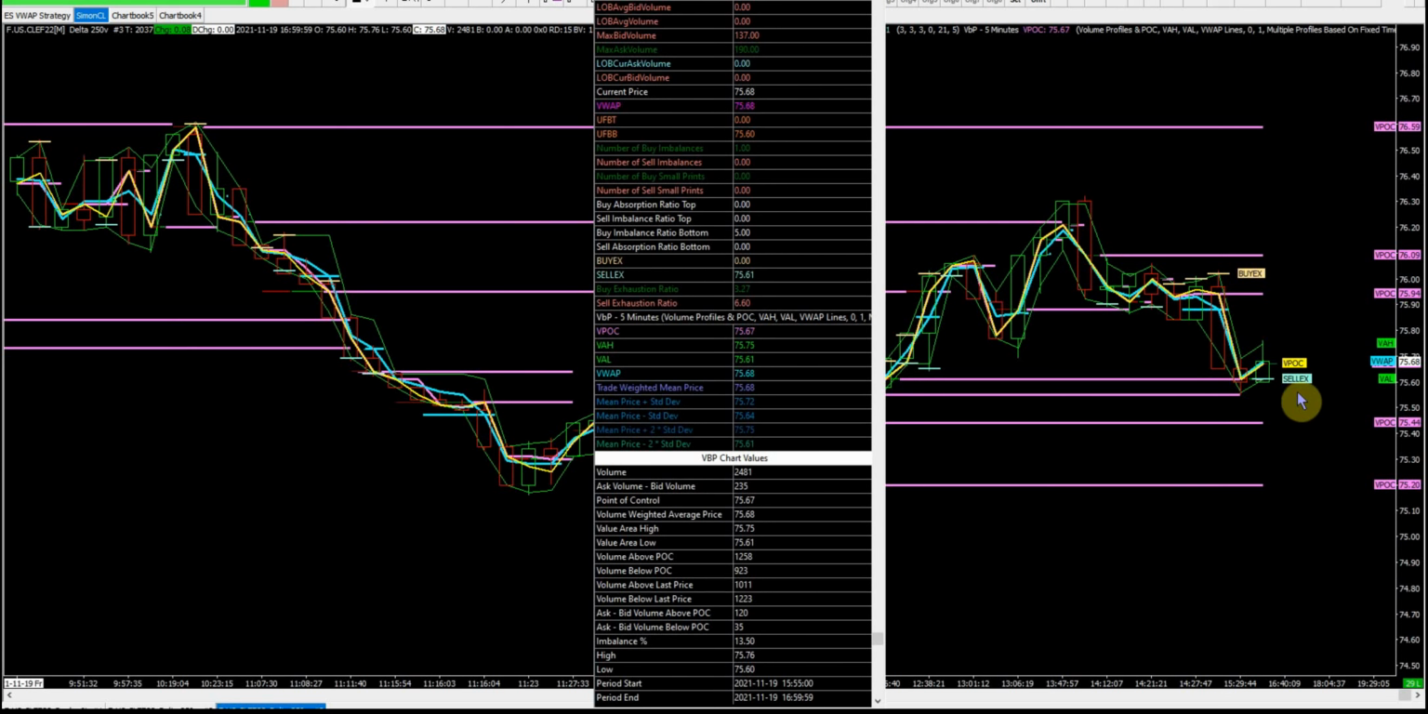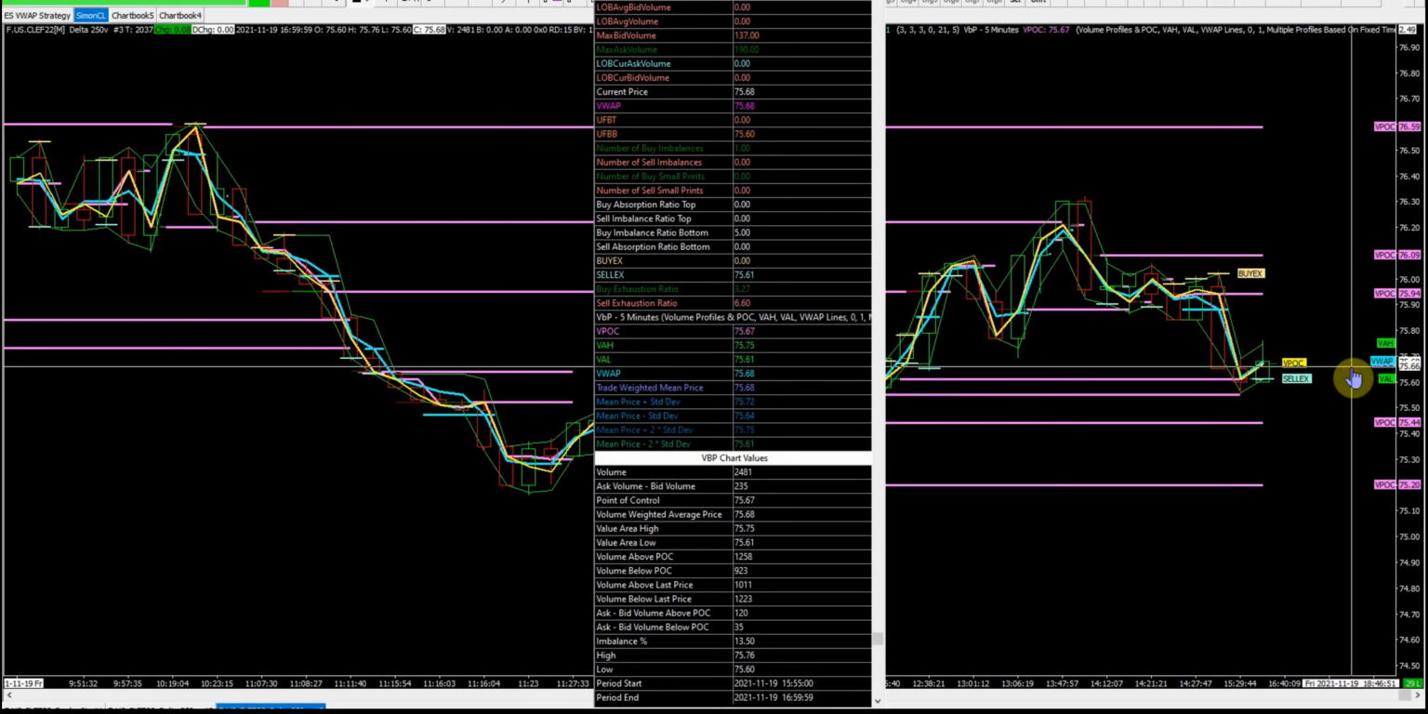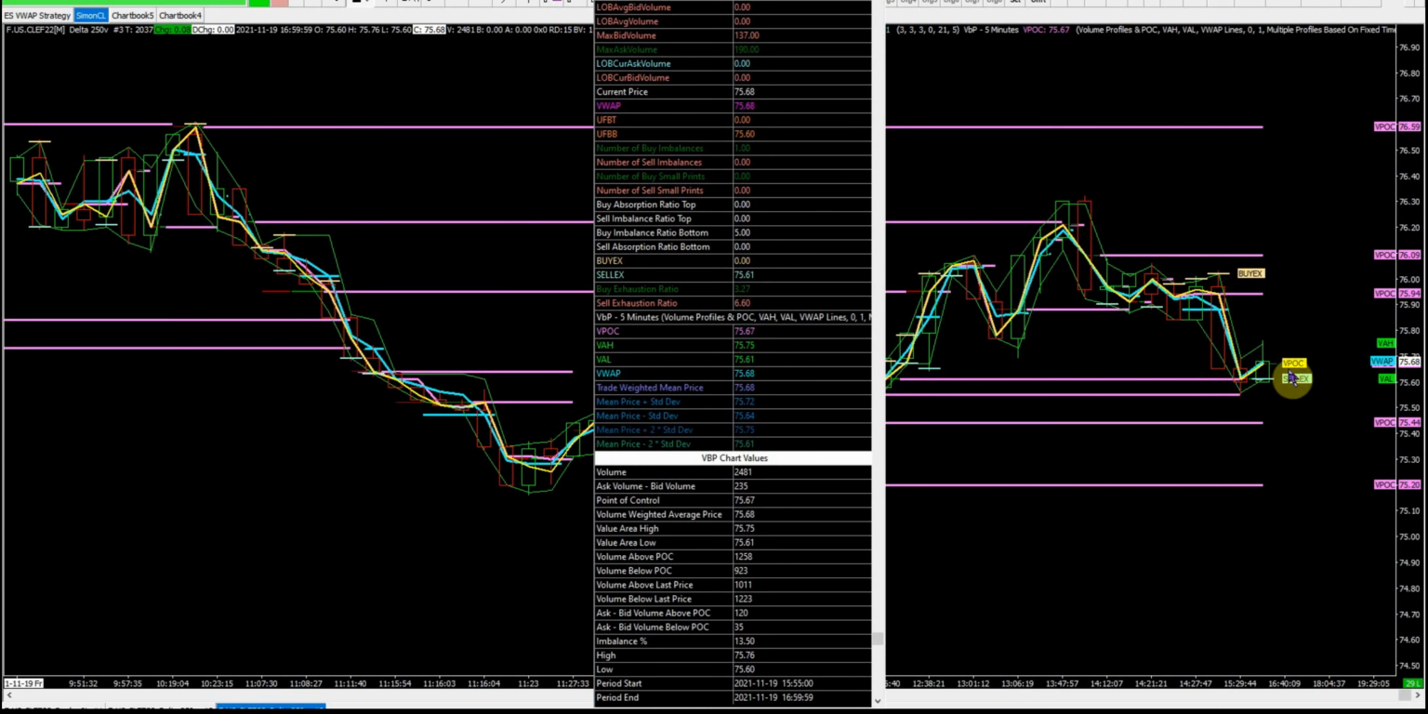But again, if you took that right there, there's a VPOC hiding. See the purple, which is hiding behind that VWAP line right there. If you wanted to take that long trade, there's your target 1, target 2, target 3 up there. So there's money to be made in these markets, let me tell you.